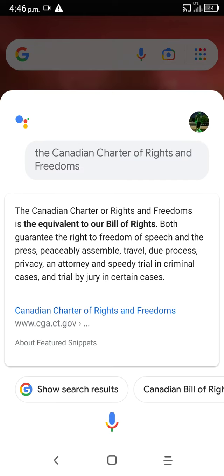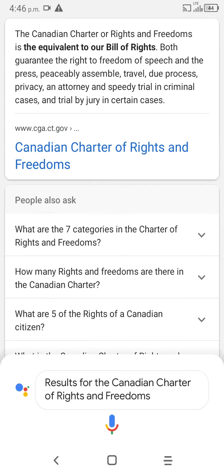According to the Connecticut General Assembly, the Canadian Charter of Rights and Freedoms is the equivalent to our Bill of Rights. Both guarantee the right to freedom of speech and the press, to peaceably assemble, travel, due process, privacy, an attorney and speedy trial in criminal cases, and trial by jury in certain cases. Okay. So anyways, moving on.